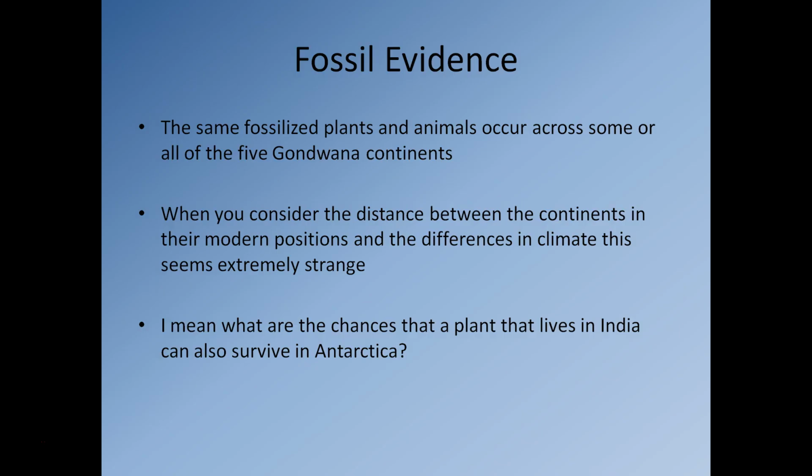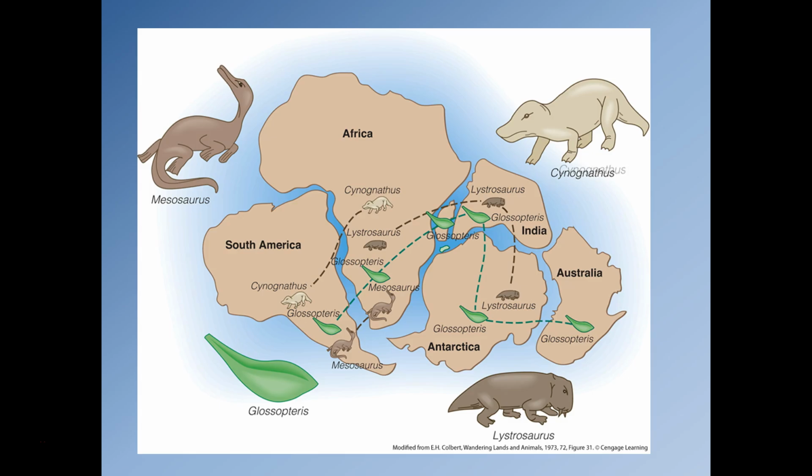How can you have the same plants and animals occurring in India that you also get in Antarctica? Doesn't really work, does it? So we have a bit of a problem there. So this is what we see. So, there are 4 organisms in particular that show this quite nicely. The first one is Glossopteris.